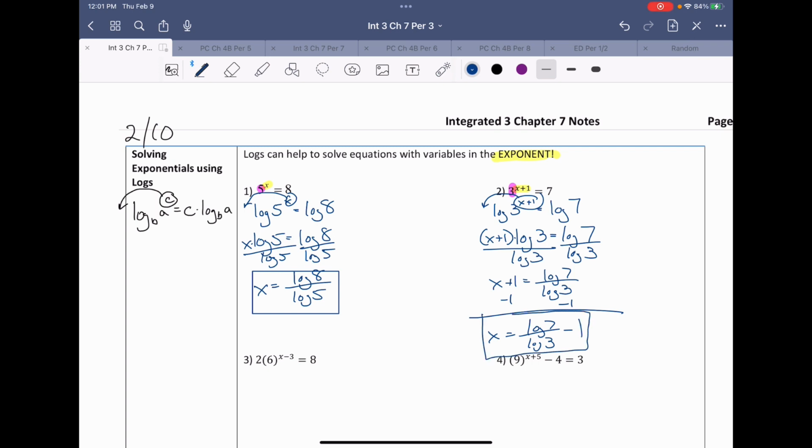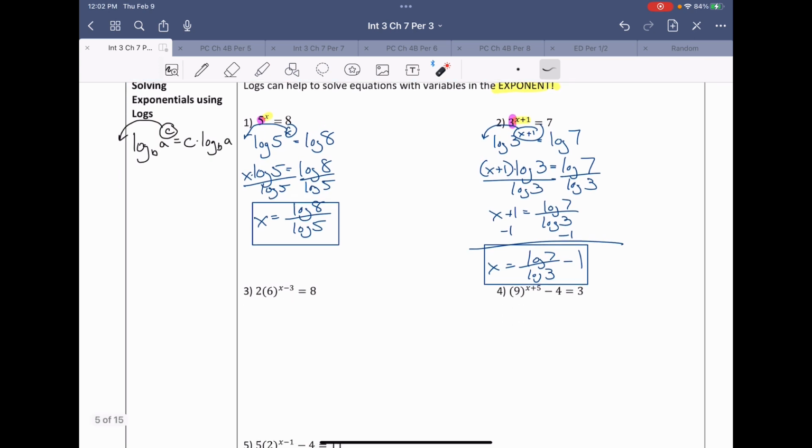And then the idea is, if I let you use a calculator, the log button on your calculator is base 10. That's what we're using when we just put a single log in front of things. And you could type this in and get a decimal. Eventually, we might do that, but at this point, we're going to leave our answers in exact form like this.